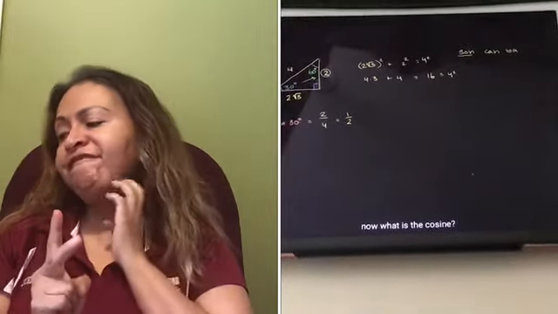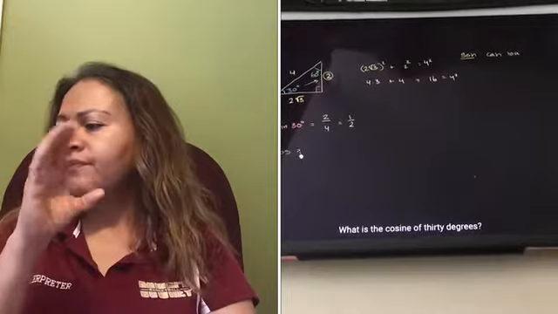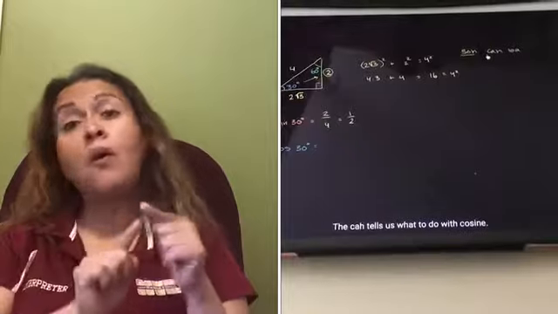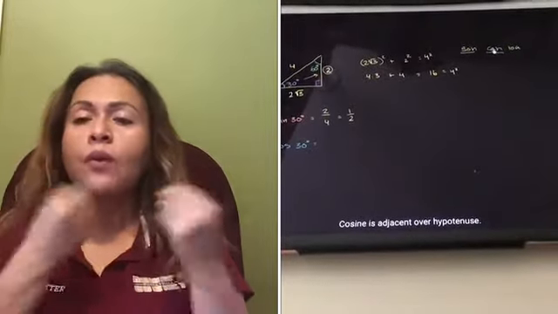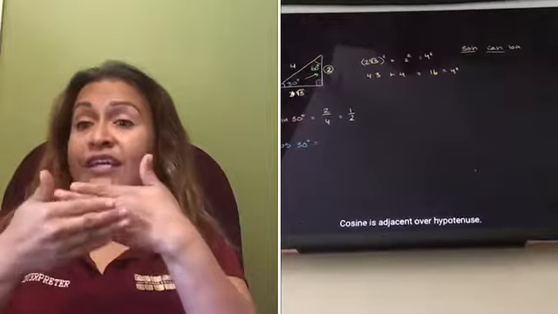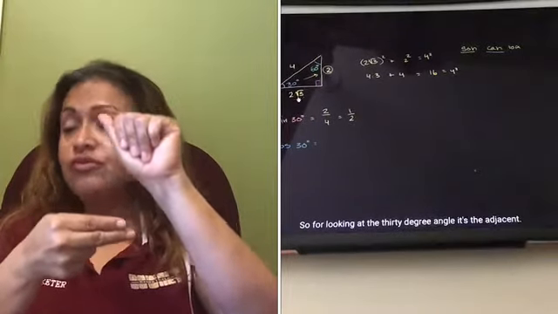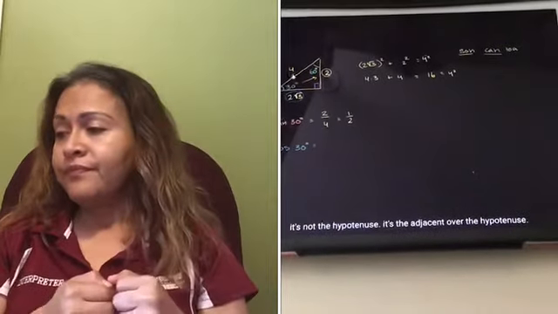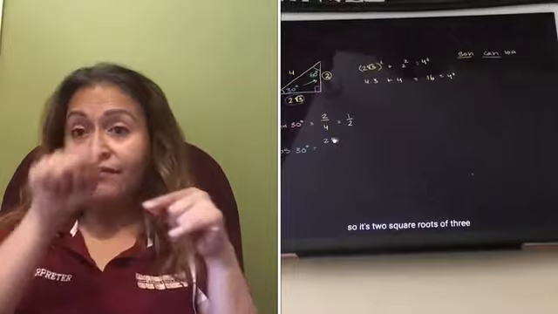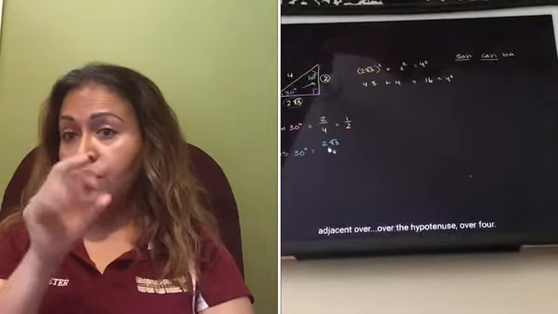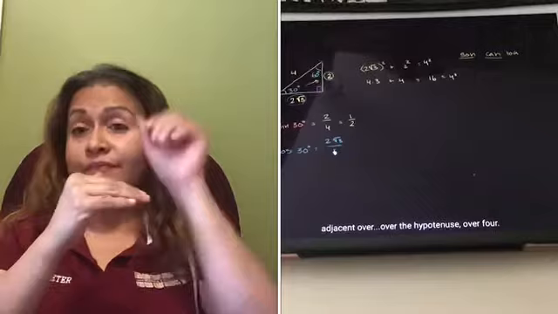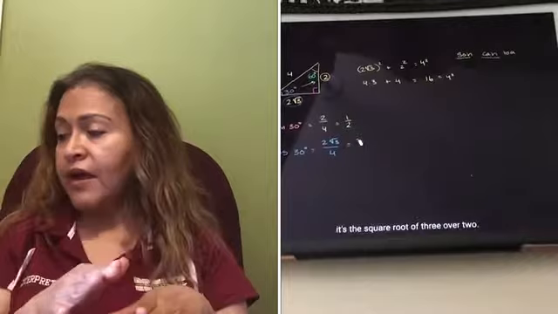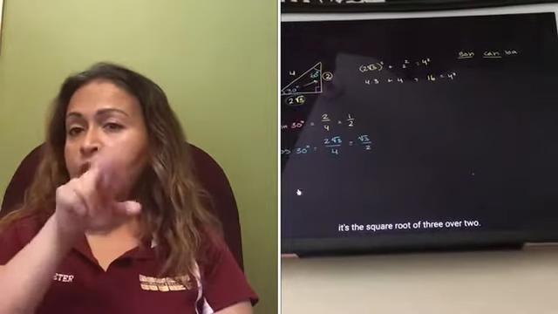Now, what is the cosine? What is the cosine of 30 degrees? Once again, go back to SOHCAHTOA. The CAH tells us what to do with cosine. Cosine is adjacent over hypotenuse. So if we're looking at the 30-degree angle, this right over here is adjacent. It's right next to it. It's not the hypotenuse. It's the adjacent over the hypotenuse. So it's 2 square roots of 3 over 4. Or if we simplify that, we divide the numerator and the denominator by 2. It's the square root of 3 over 2.